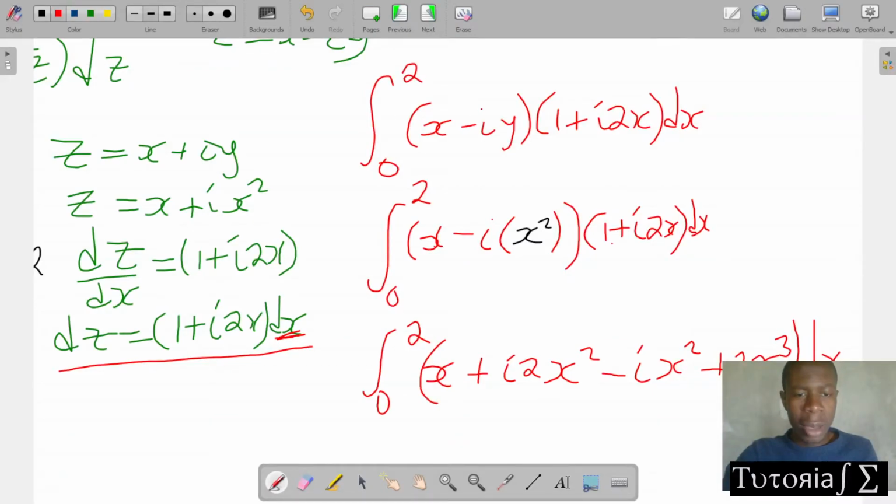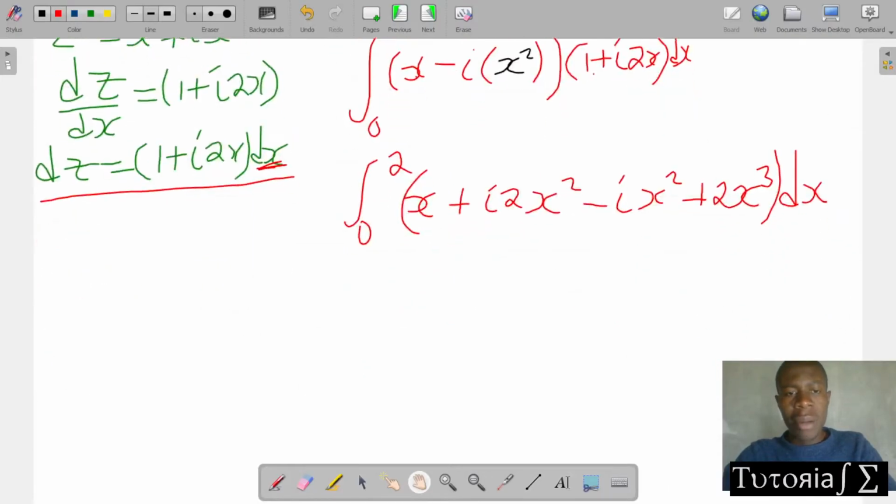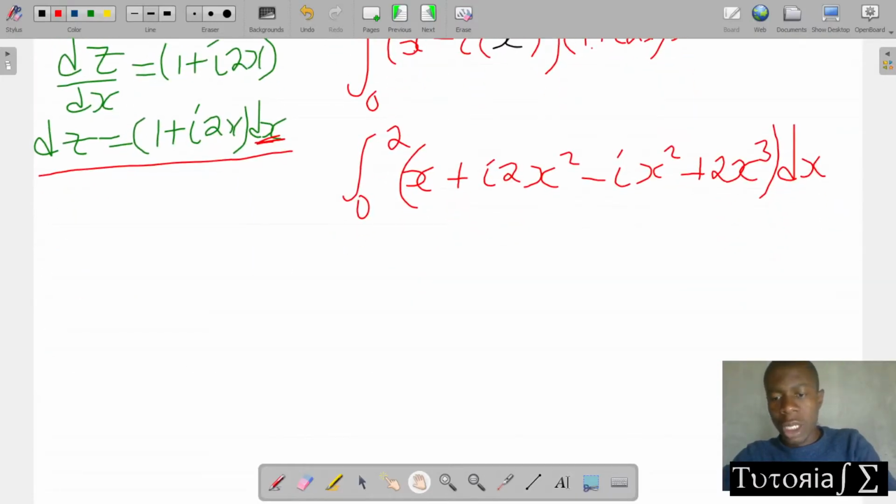Having done that real quickly, we have x times 1, we have x times this, we get this, negative ix squared times 1, we get negative ix squared, negative i times negative ix squared times i2x. First of all, negative i times i squared, that will be positive. Then 2x times x to the power 2, that is 2x to the power 3. Then from here, it is just simple integration that you know.